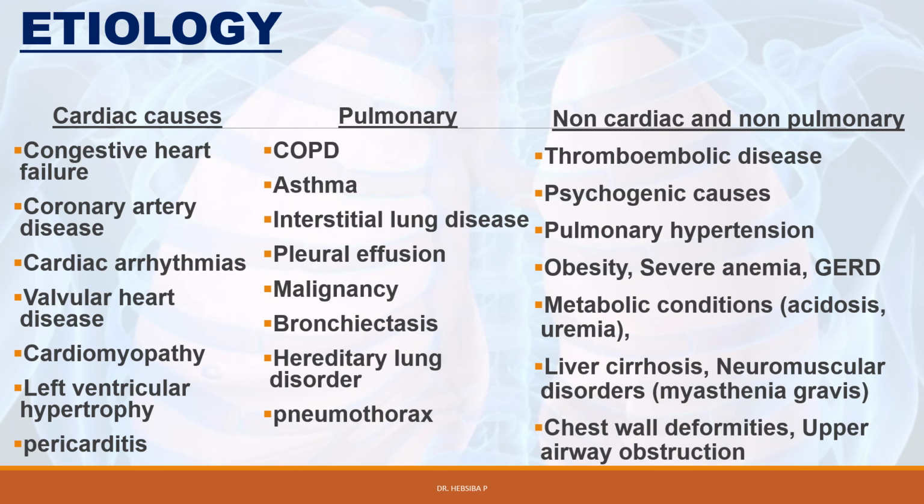Similarly, in obesity, anemia, and GERD, in all these situations there is an over-demand of oxygen in the body. So the body does not get adequate oxygen, and it demands more oxygen. As a compensatory mechanism, the lungs are supposed to work more. So patients develop dyspnea.